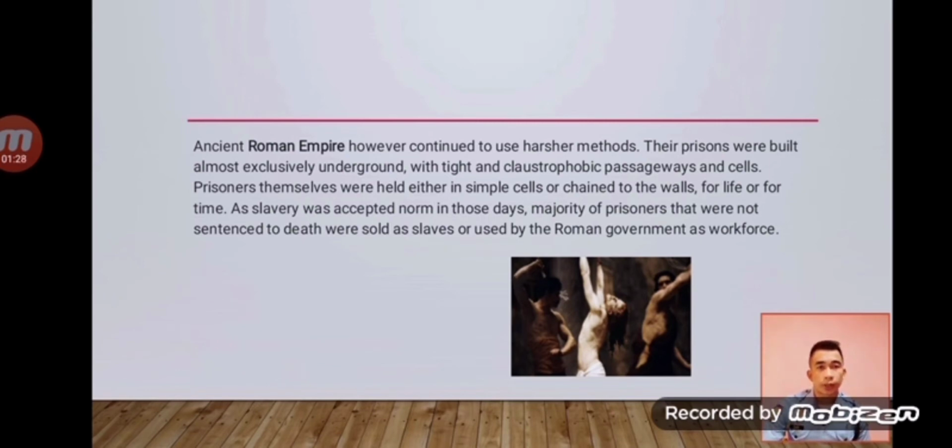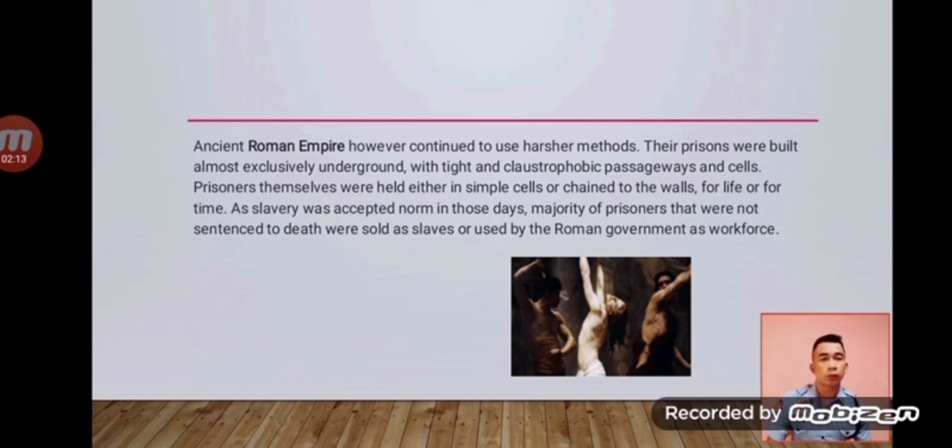Their prisons were built almost exclusively underground with tight and claustrophobic passageways and cells. Prisoners themselves were held either in simple cells or chained to the walls for life, or for a time, as slavery was an accepted norm in those days. The majority of prisoners that were not sentenced to death were sold as slaves or used by the Roman government as workforce.